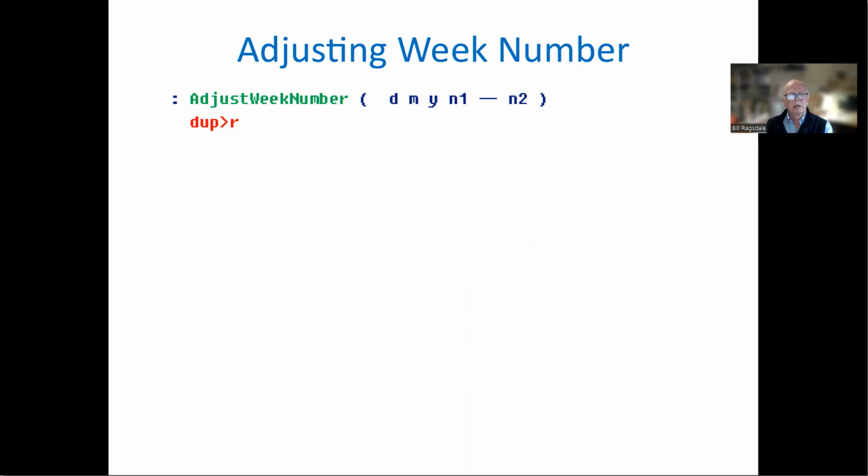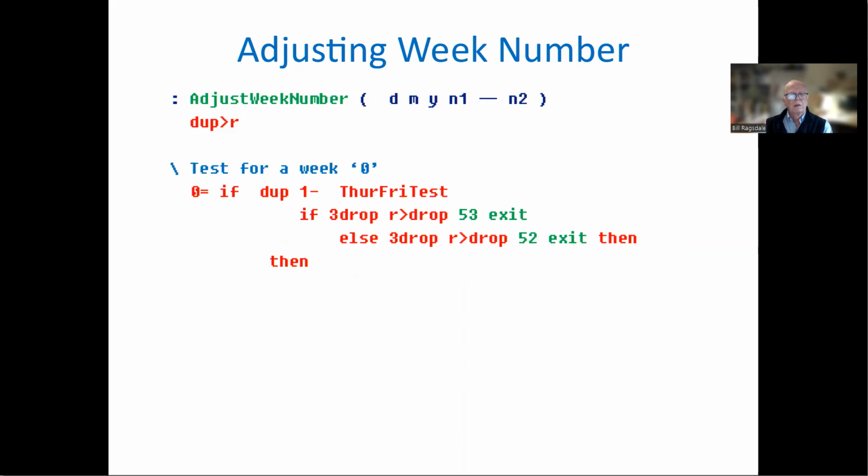First we save N1, our raw week number. We then test first for week 0. So the 0 equals if says yes, it is a 0 week first. We then do this Thursday, Friday, leap year test, and if we pass that, we then drop all 3: day, month, year. We drop the stored week number, the raw week number, and we force a 53 and exit. Otherwise, we again drop those parameters, force a 53 and exit.